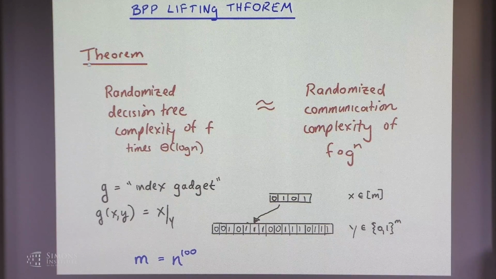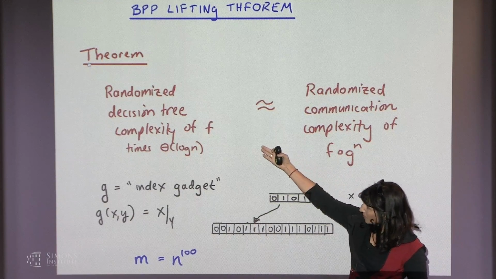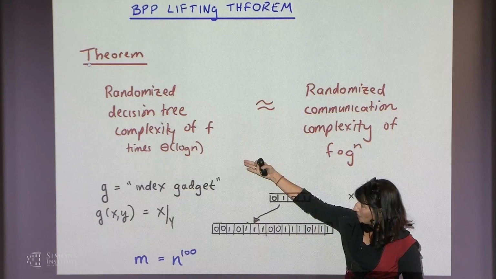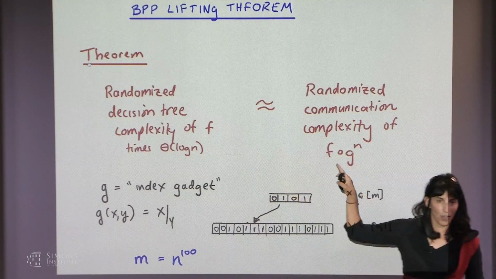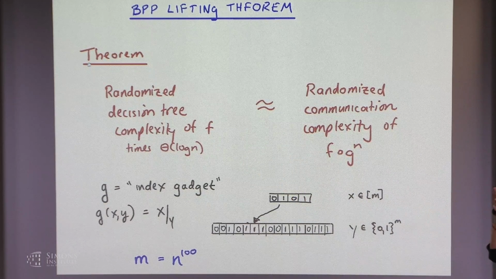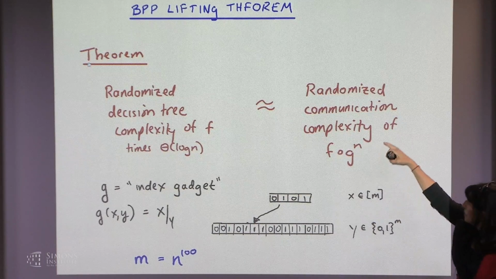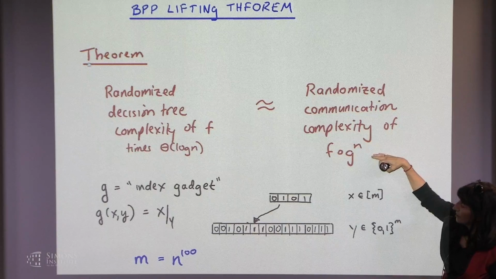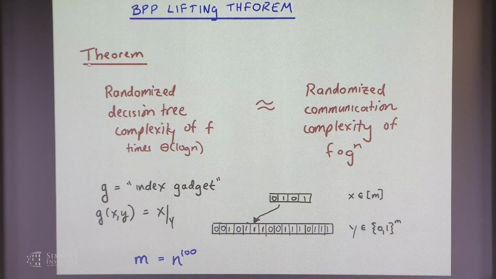Okay. So we want to show that the randomized decision tree complexity of f times the log n overhead, which is what's going to be required to compute one copy of the gadget, is roughly equal to the randomized communication complexity of the lifted thing. Okay.